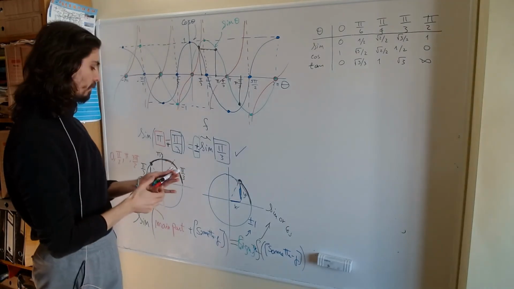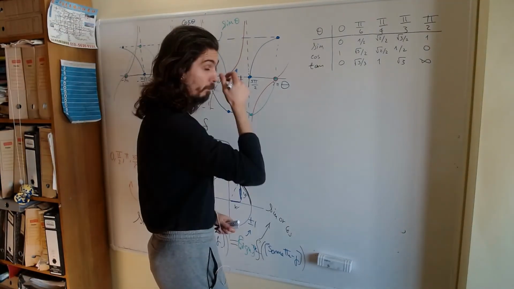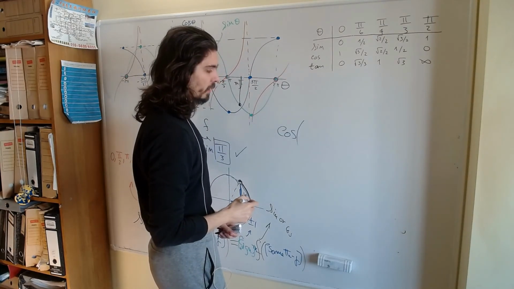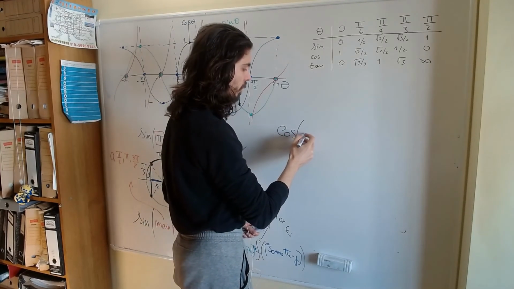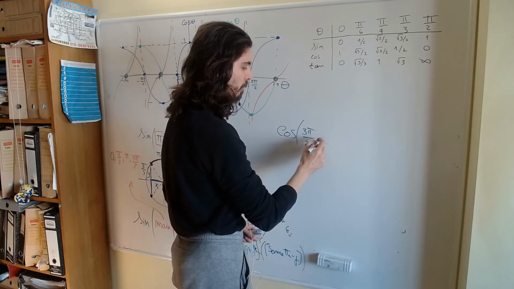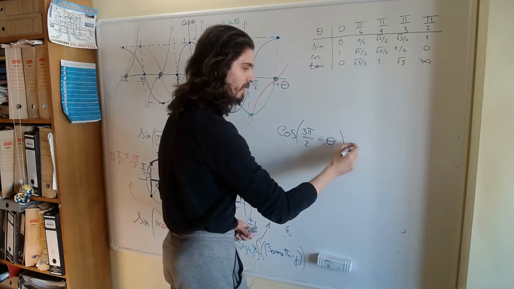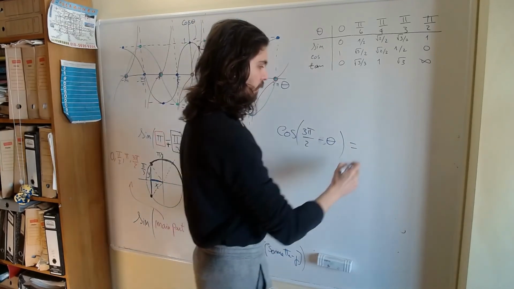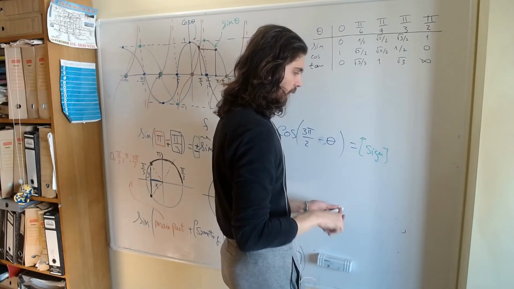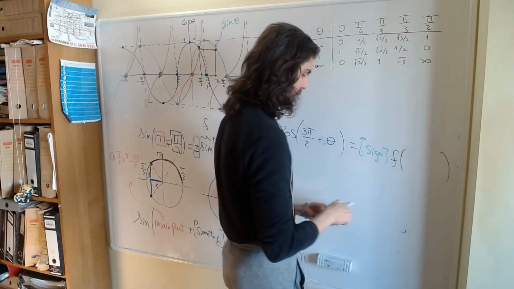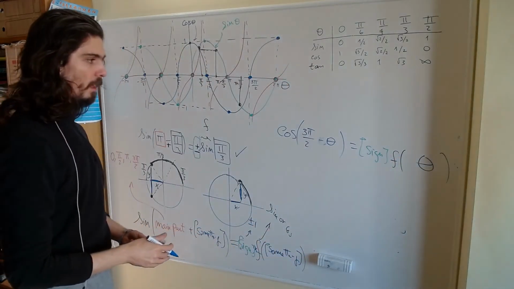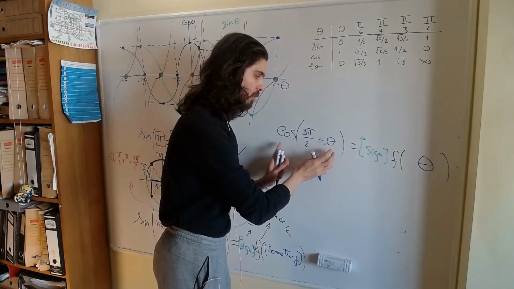Last example. Let's take the cosine this time. The cosine of 3 pi over 2 minus theta must be equal to a sine, which I have to find out, times f evaluated at theta. Okay? Our goal now, you see, I don't know how to compute this.